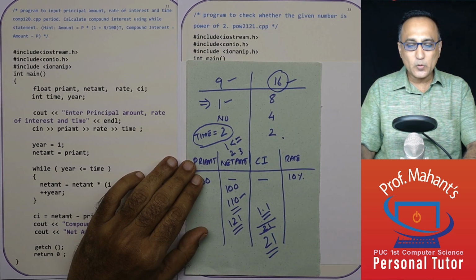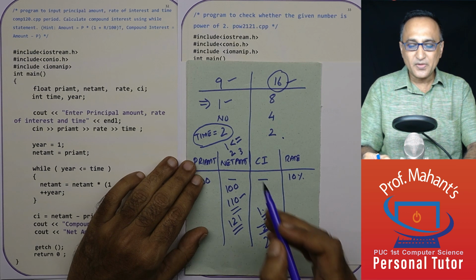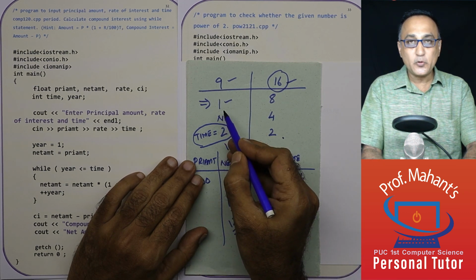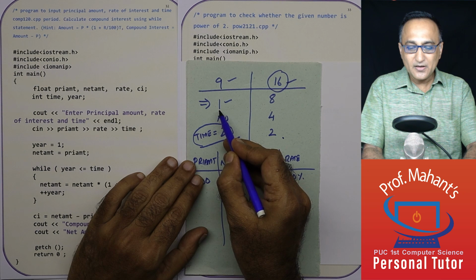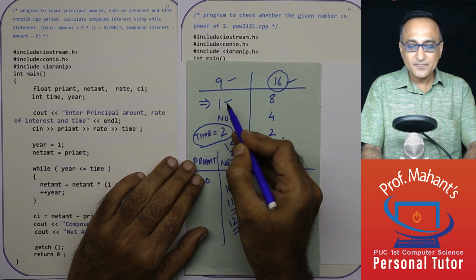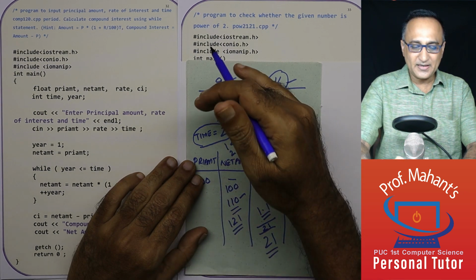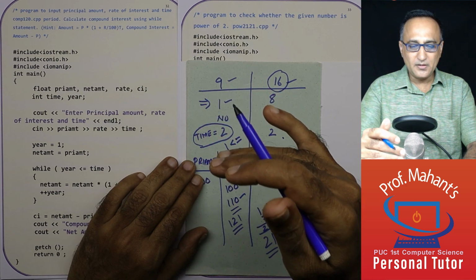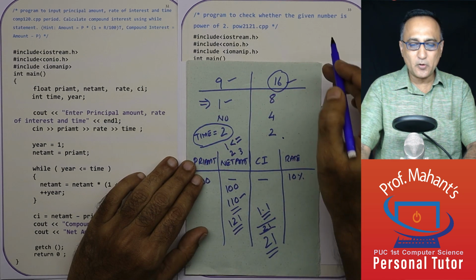Now how do I do it? Quite simple. I can use a loop. I'll take 9 and divide it by 2. If the remainder happens to be 1, that means straight away I can say the number 9 does not belong to the power of 2.